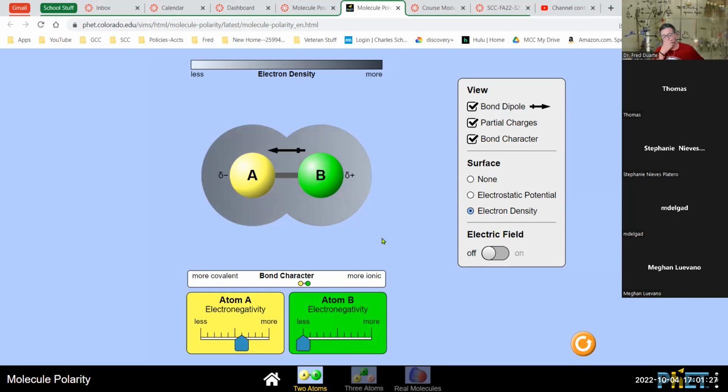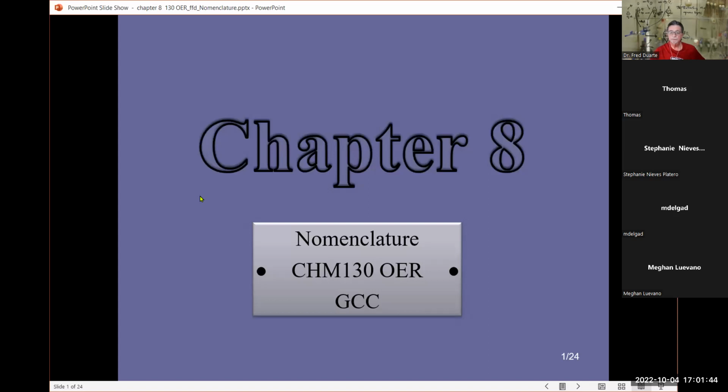So that shows a little bit more about polarity, a very, very important concept in chemistry. Very important. All right. Any questions? All right. Well, with that, use that simulation app to give you some more insight into the bond characters, ionic versus covalent.